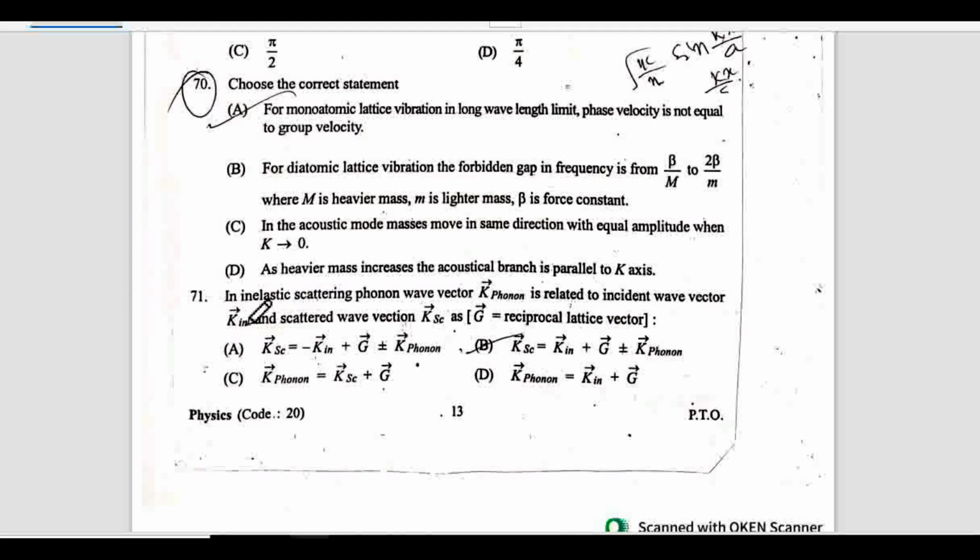Okay. So it is given that in inelastic scattering, the phonon's wave vector k phonon is related to the incident wave vector k in and the scattered wave vector k sc, where capital G vector is the reciprocal lattice vector. So basically we have to find the relation between this k sc, the k in, the reciprocal lattice vector and the k phonon. Okay, so let's find.